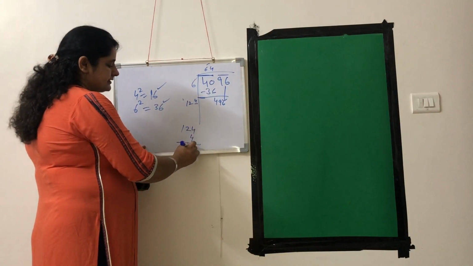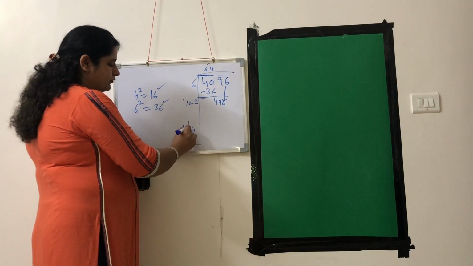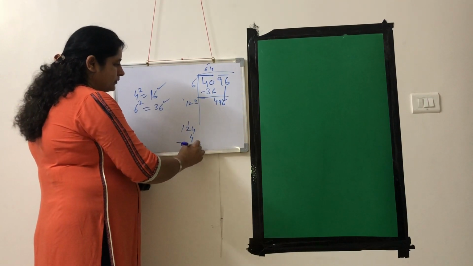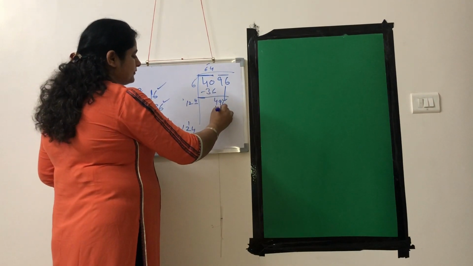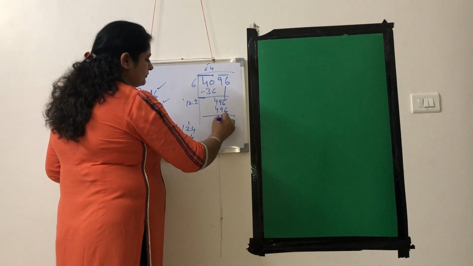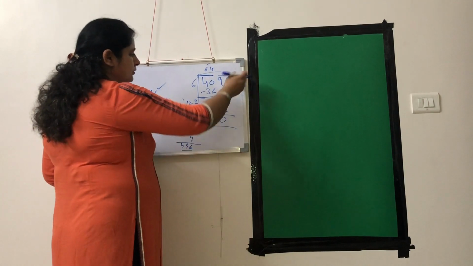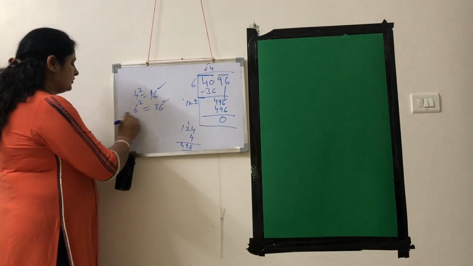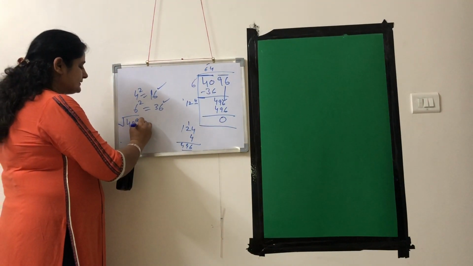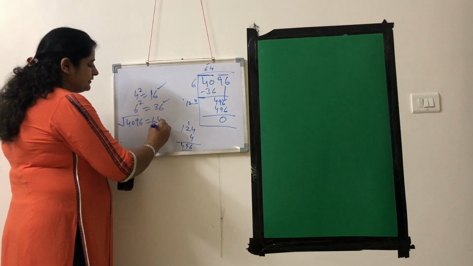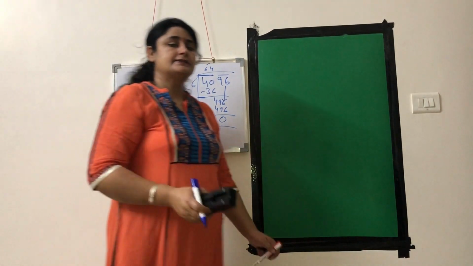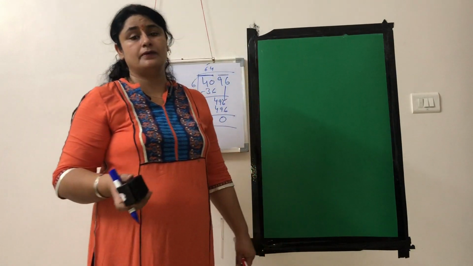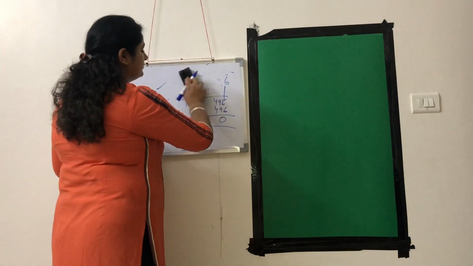So 4 4s are 16, 1 carry, 4 2s are 8 and 1 is 9, then 4 1s are 4. By chance it is 496, so we'll get remainder as 0. No more number is left under the bar, so that means the square root of 4096 is equal to 64. So this is the second example to understand the concept of square root by division of the square number.